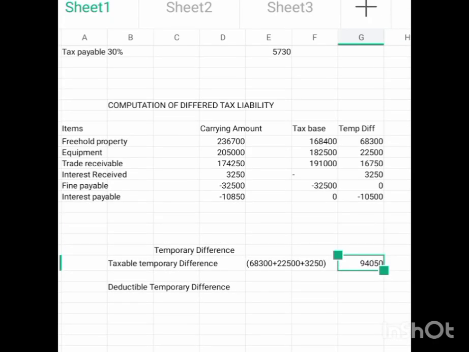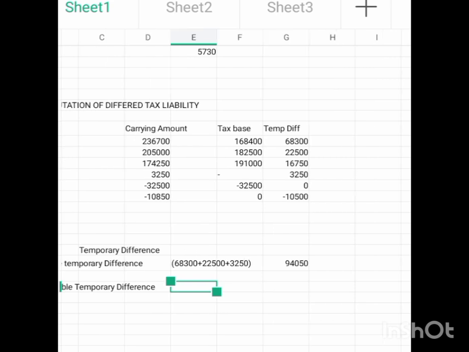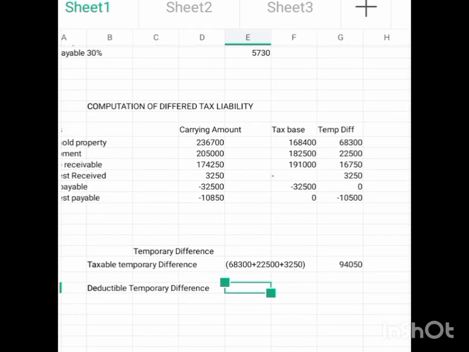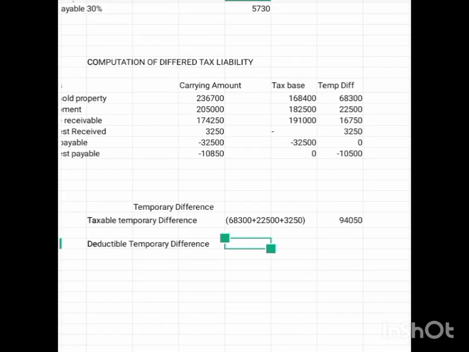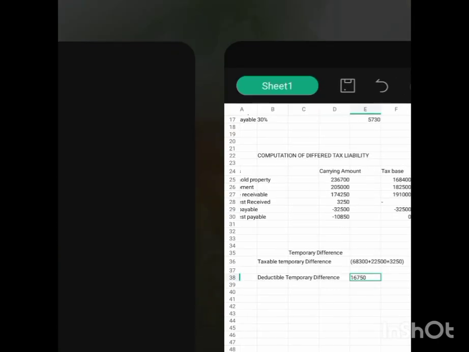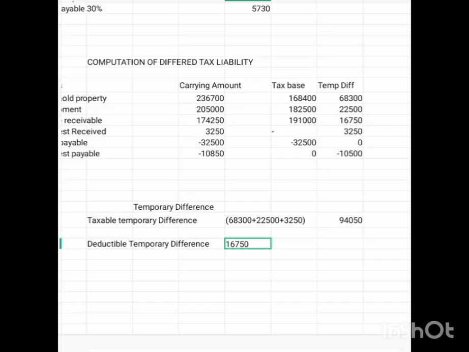So that is the total taxable temporary difference. Then we can now calculate the deferred tax on this. Let us check the deductible temporary difference also now. We have 16,715, and also we have 10,500. It is an asset.